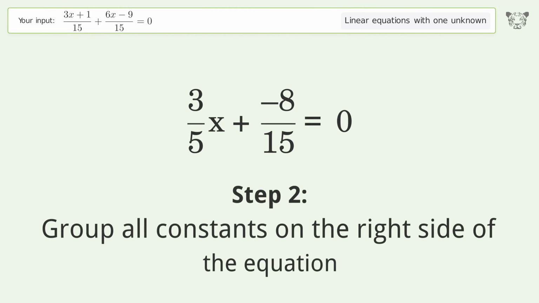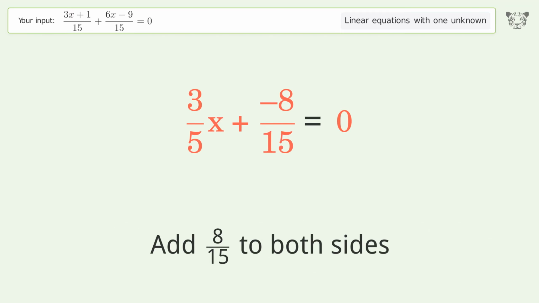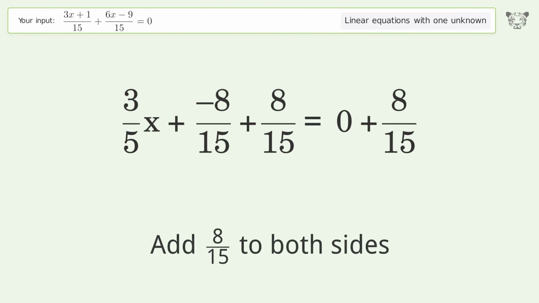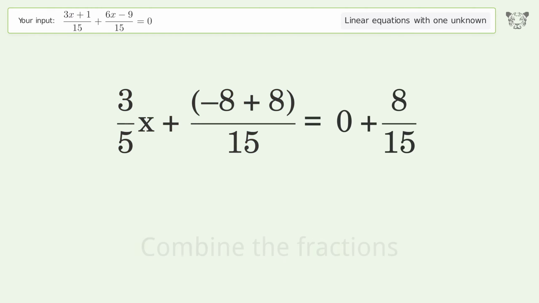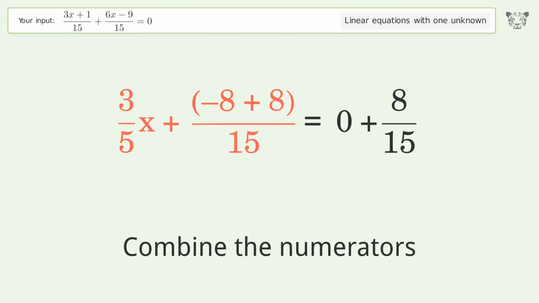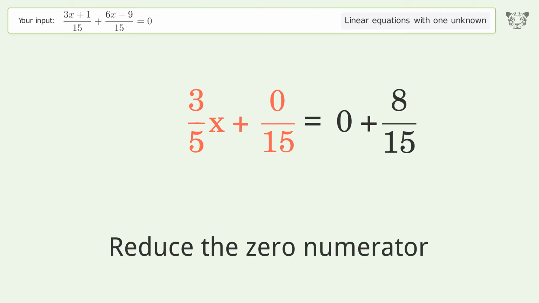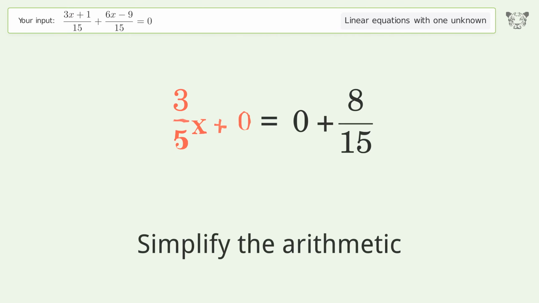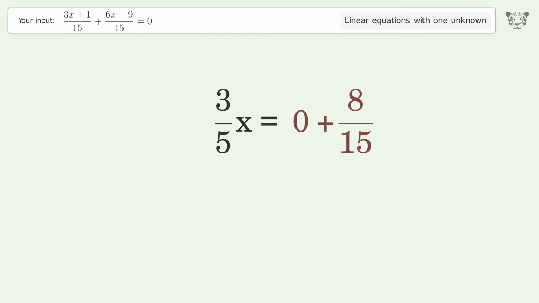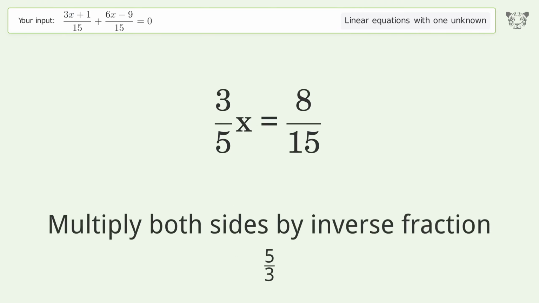Group all constants on the right side of the equation. Add 8/15 to both sides. Combine the fractions. Combine the numerators. Reduce the zero numerator. Simplify the arithmetic. Isolate the x. Multiply both sides by inverse fraction 5/3.